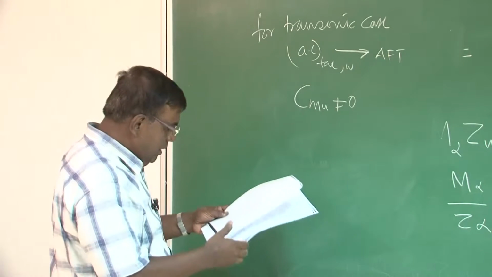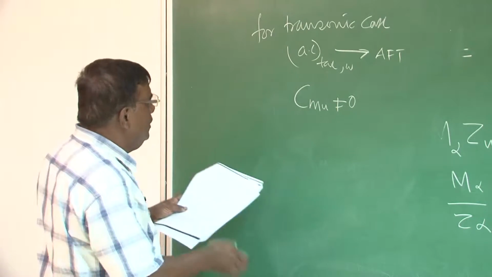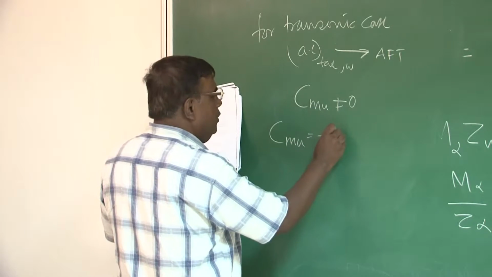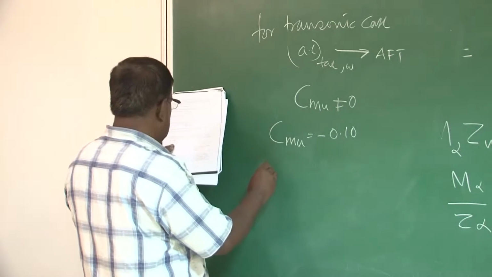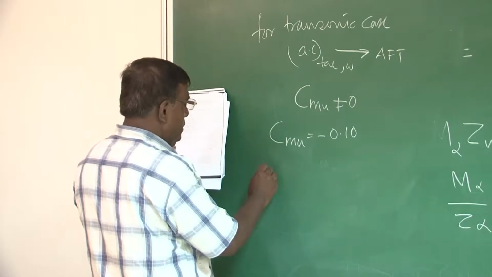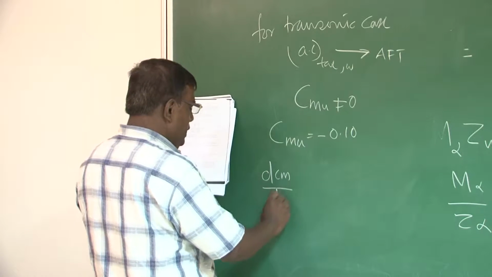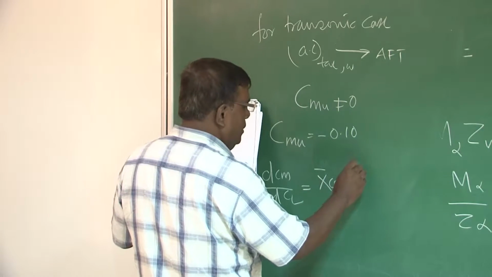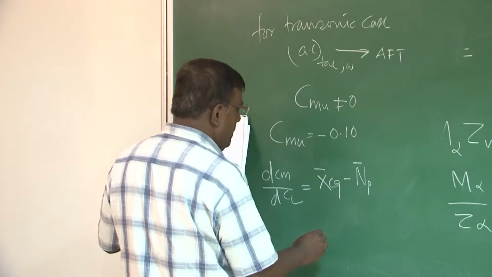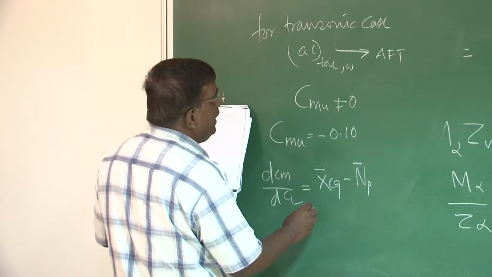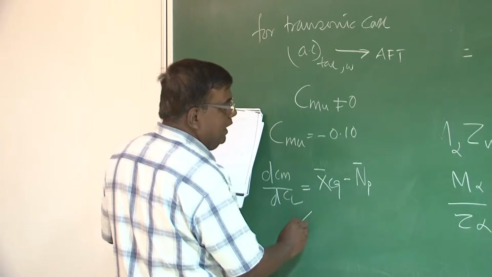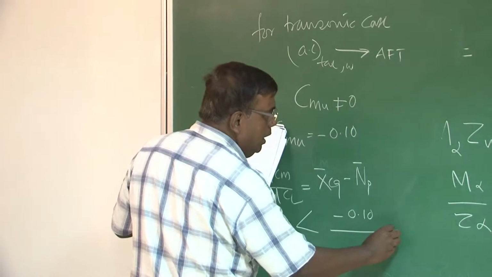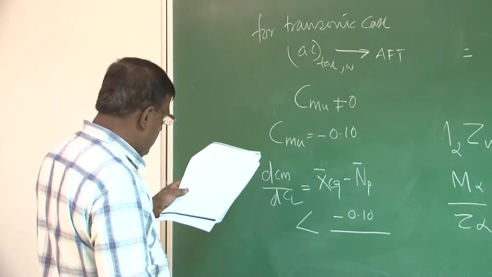Then what happens? So let us take an example. Let's say CMU is minus 0.10, then your DCM by DCL, which is nothing but XCG minus neutral point, okay, this should be less than minus 0.1, and CLU, what is the value of CLU we take?